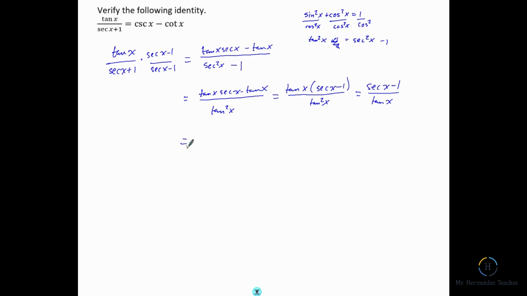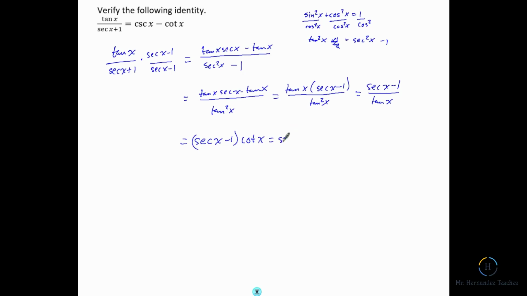Well, then that's going to be, let's see, what can I do with that? Well, I can write this over everything. Actually, no, what I want to do is use my reciprocal identity. So secant x minus 1 times cotangent x. The reciprocal of tangent is cotangent, and I want to distribute that.